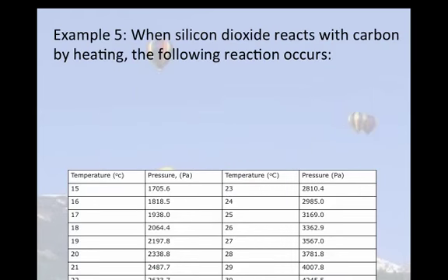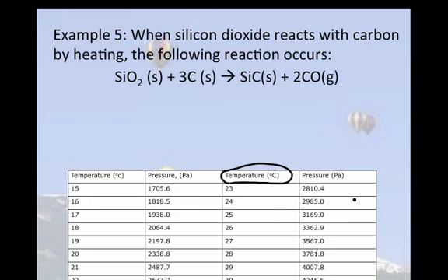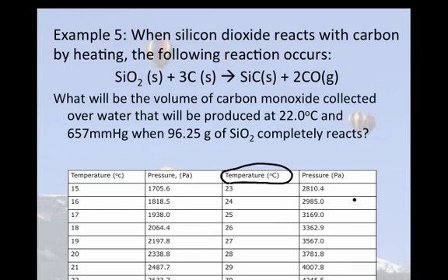Of course, water vapor is not always going to be the same. It's highly dependent on the temperature. So the temperature at which the water exists determines how much pressure is coming from the water vapor. So let's look at an example of collecting a gas over water. It says when silicon dioxide, which is glass, reacts with carbon by heating, then we have this reaction. Silicon dioxide plus carbon makes silicon carbide plus carbon monoxide gas. What will be the volume of carbon monoxide collected over water that will be produced at 22 degrees Celsius and 657 millimeters of mercury when 96.25 grams of silicon dioxide completely reacts?